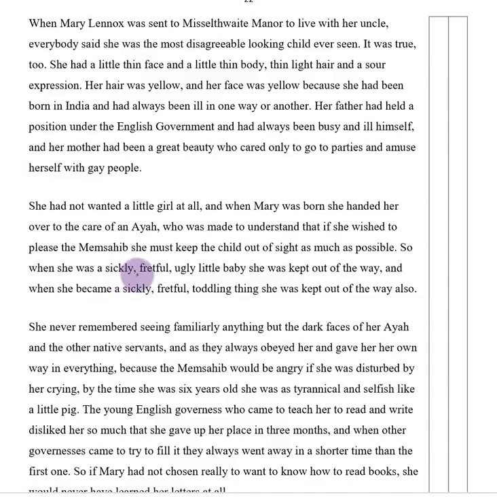So when she was a sickly, fretful, ugly little baby, she was kept out of the way. And when she became a sickly, fretful, toddling thing, she was kept out of the way also. She never remembered seeing familiarly anything but the dark face of her Ayah and the other native servants, and as they always obeyed her and gave her own way in everything, because Memsahib would be angry if she was disturbed by her crying, by the time she was 6 years old, she was a tyrannical and selfish little pig.